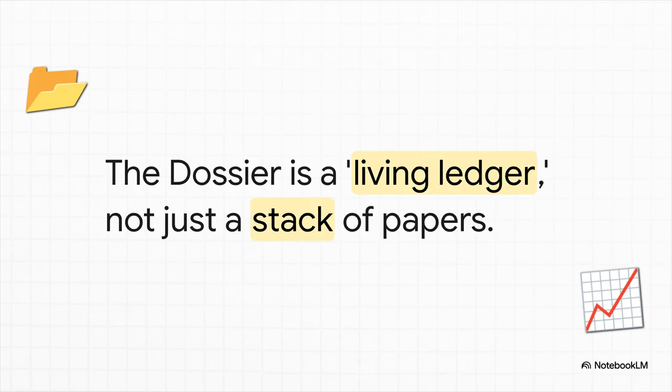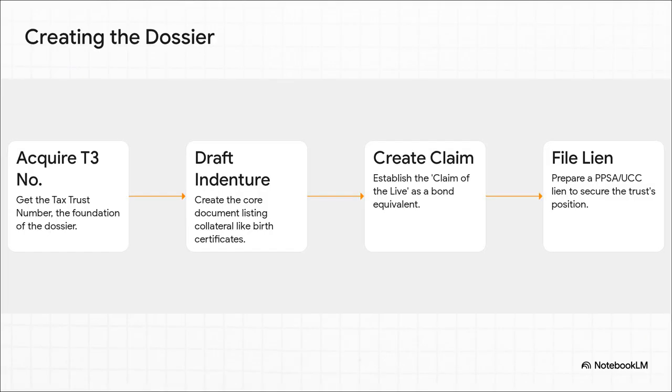It's a system you're meant to use, to send notices, to make claims, to engage with official bodies like courts or insurers. And every single action gets recorded and linked together. So here are the 4 core components you need to build this dossier. Step 1, you get that T3 number we talked about. That's the foundation. Step 2, you draft the Trust Indenture. You can think of this as the constitution for your trust. It lays out all the rules.